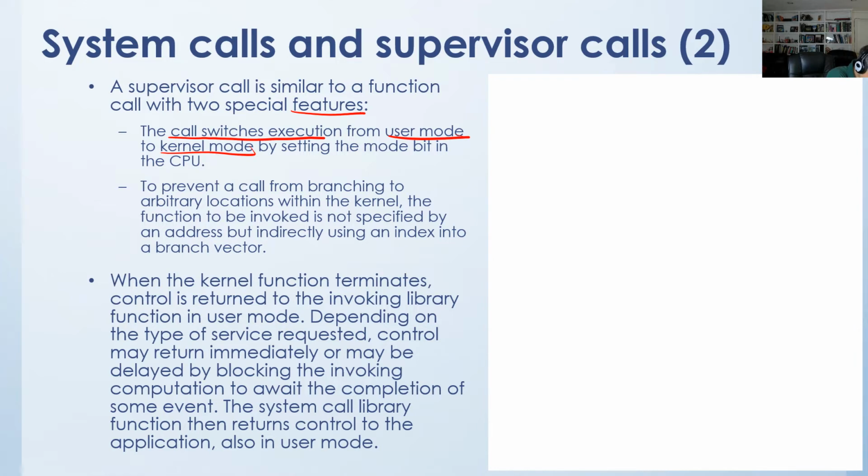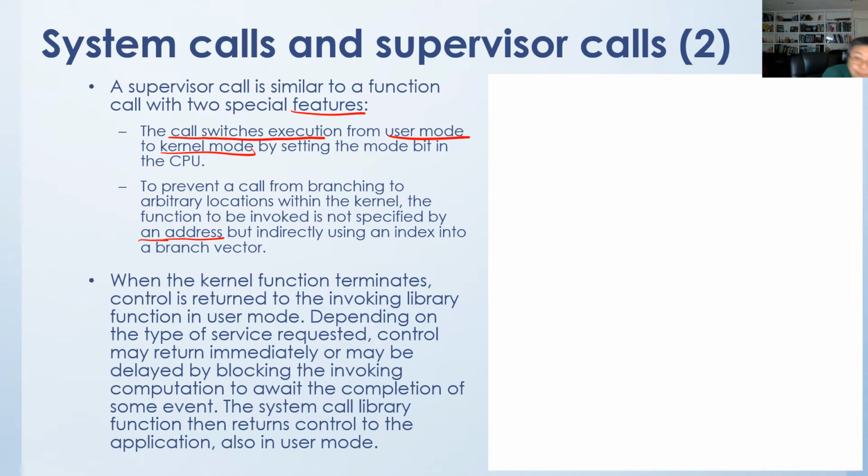The function to be invoked is not specified by an address. It's not going to say, okay, please update the data in a specific memory location. The system call never specifies the address, but it indirectly uses an index into a branch vector. We can illustrate this with a diagram.